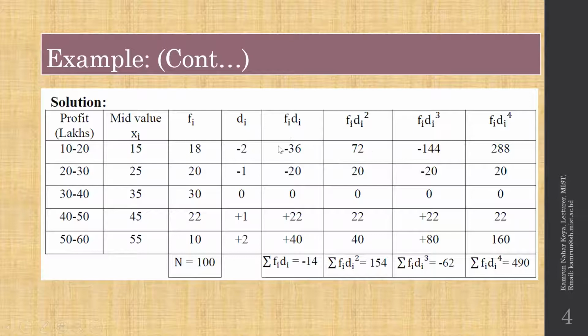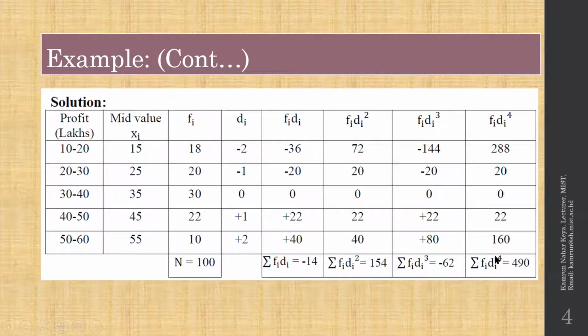And this part I have already shown. For the first one, it is for first raw moments, so you just need to multiply frequency with di. For second raw moments, you need to multiply frequency with di square. For third raw moments, frequency with di whole cube. And for fourth raw moments, frequency with di to the power 4.